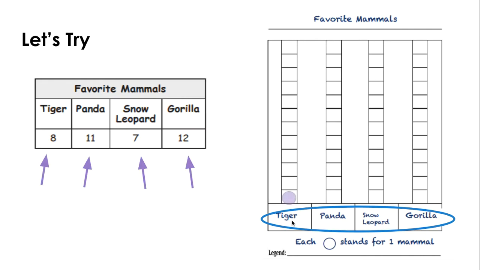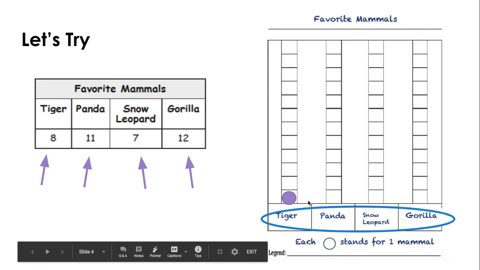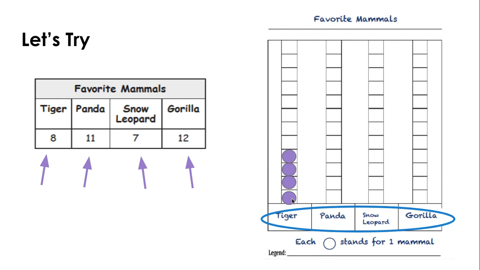All right. With our data, we're going to start at the bottom, like I just mentioned. 8 circles for tiger. Here we go. 1, 2, 3, 4, 5, 6, 7, 8. 8 favorite mammals being a tiger. Then we'll move on to panda. As you can see on the left, 11. So what do you think is going to match in our column over panda? If you said 11, you're on it. Here we go.